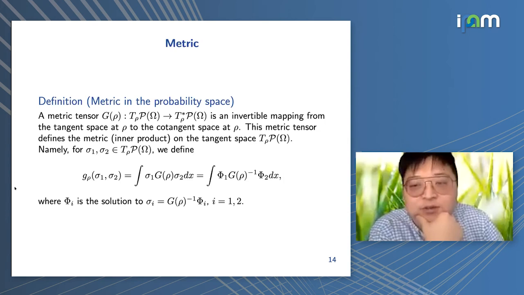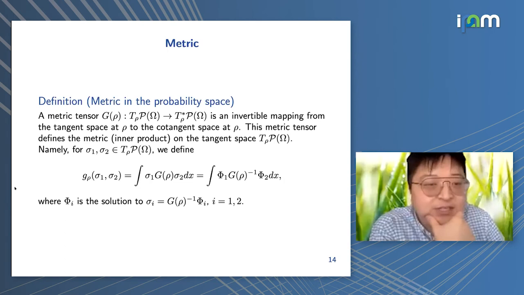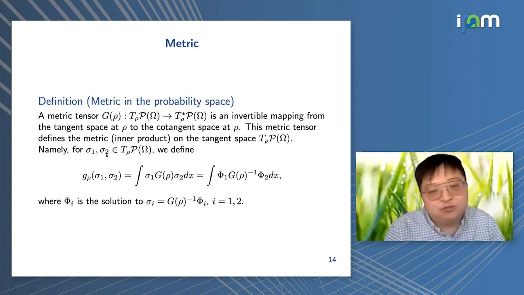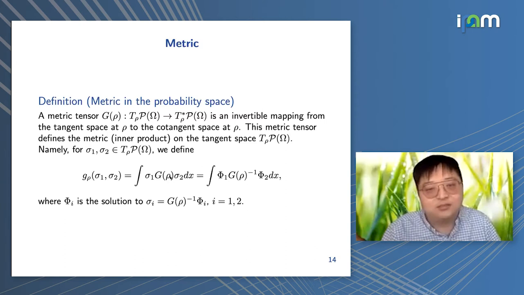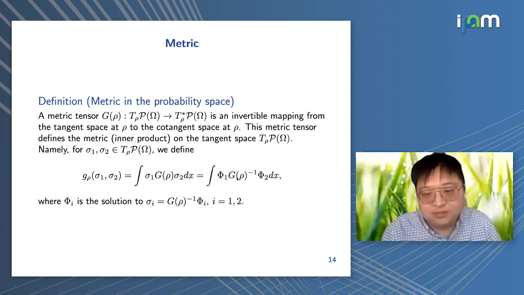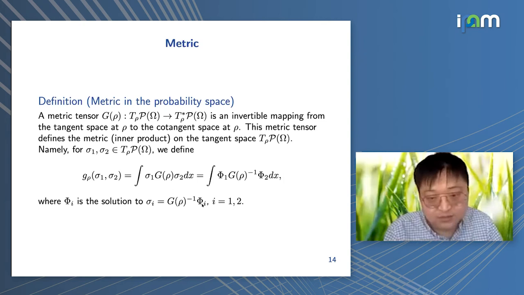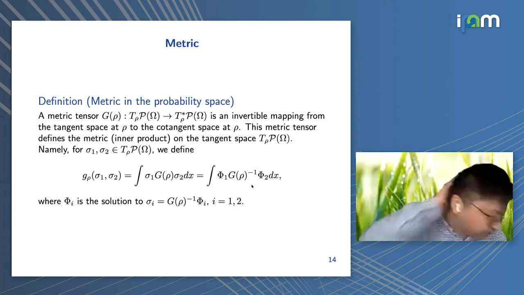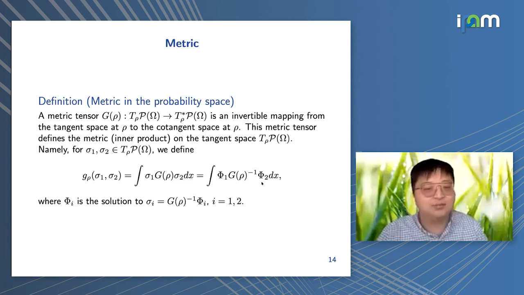This metric tensor defines the so-called metric on the tangent space. In other words, given two tangent directions, you consider an inner product. If J rho is the identity map, you are doing the classical Euclidean space or L2 space. If J rho depends on rho, we call it a metric. You can also represent it in its cotangent form, which means you consider J rho inverse, and with phi in your cotangent space, you get phi times J rho inverse phi. This is also true for Euclidean space, just that you do a summation instead of integration.